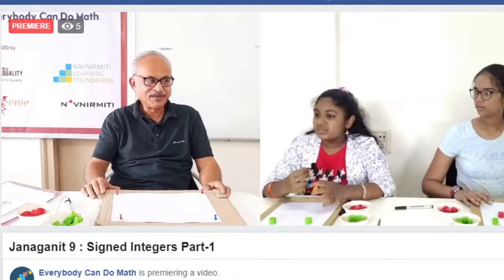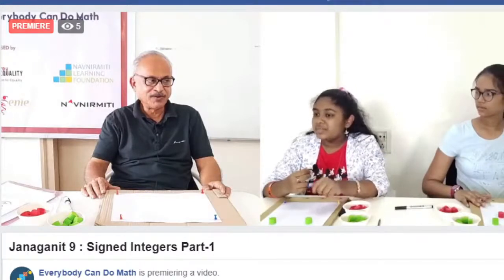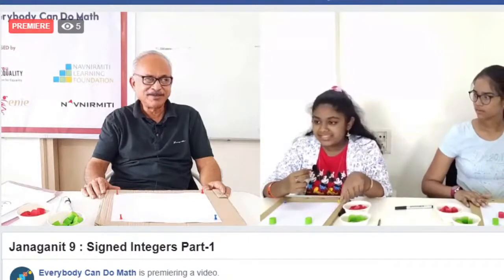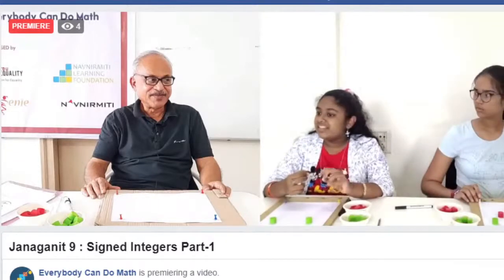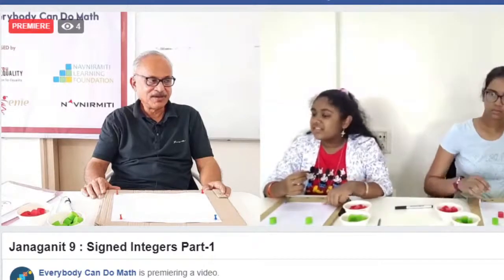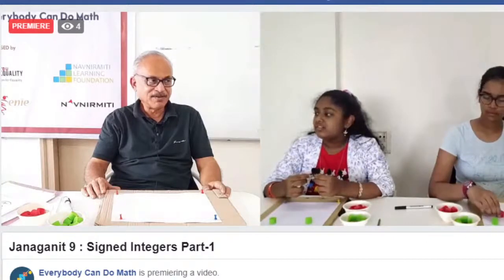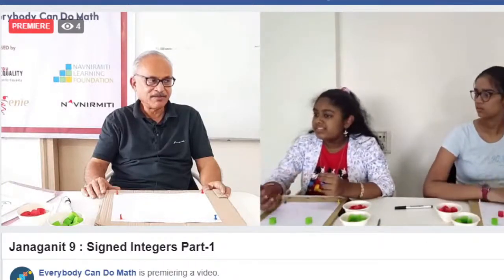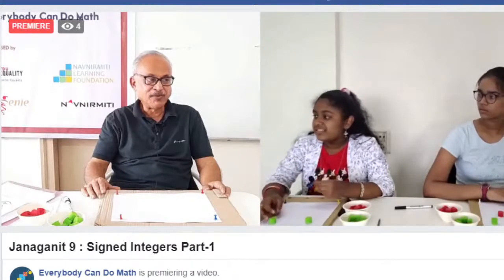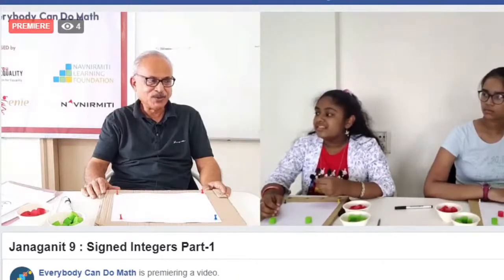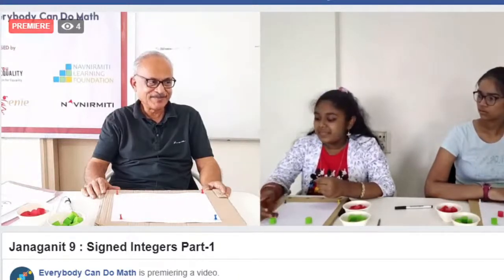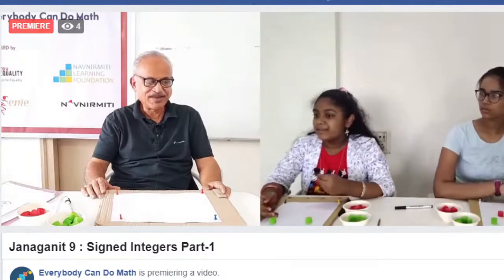What is the value of Nandita's account? 1. And what is the value of your account? 2. So Nandita has how many rupees? 1 rupee. And how much do you have? 2 rupees. So who has more money? Me. Supposing you have to choose between 2 accounts, between Nandita's account and your account, which one will you choose? Mine.